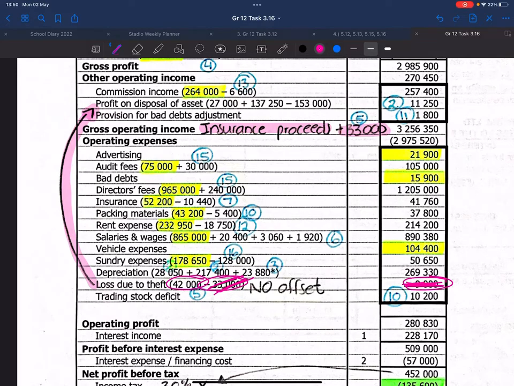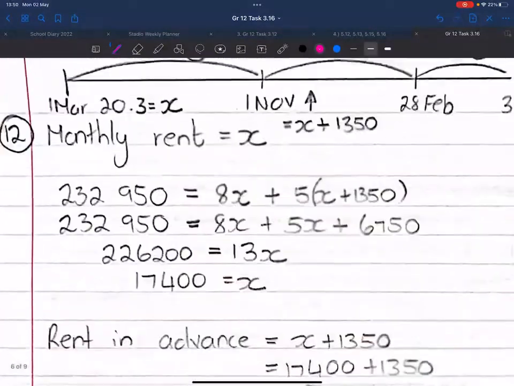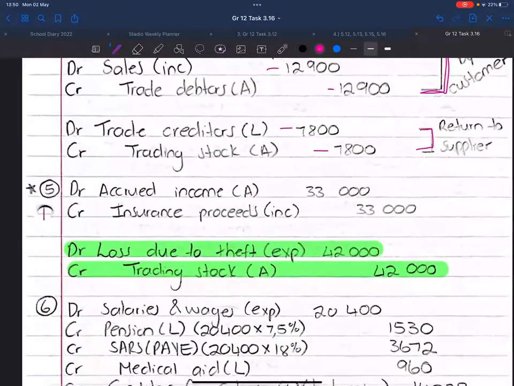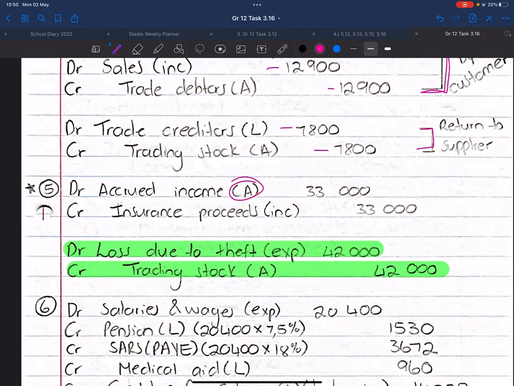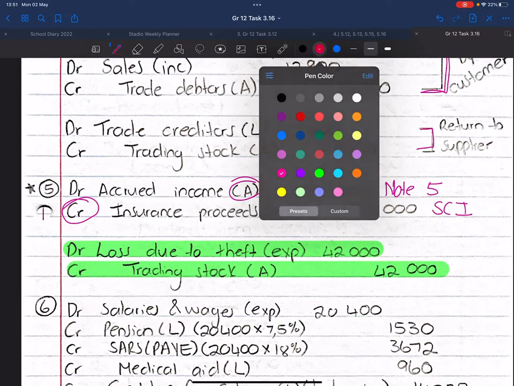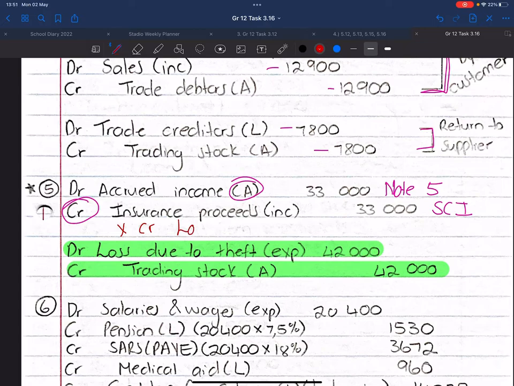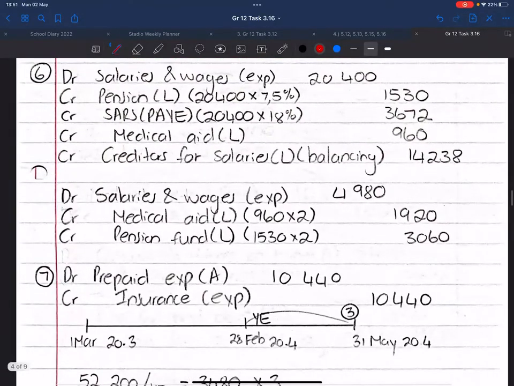So you should have a loss due to theft line item that says 42,000, and then insurance proceeds 33,000 under operating income, and that's how I did my journals, based on that. I then debited accrued income, which is an asset, so it goes under note number 5, trade and other receivables, because it says that we haven't received it yet. And I credited insurance proceeds, which is income, in your statement of comprehensive income. I didn't credit loss due to theft, which is what they did. So I don't think that's correct, because you cannot offset income and expenses. It's not allowed.